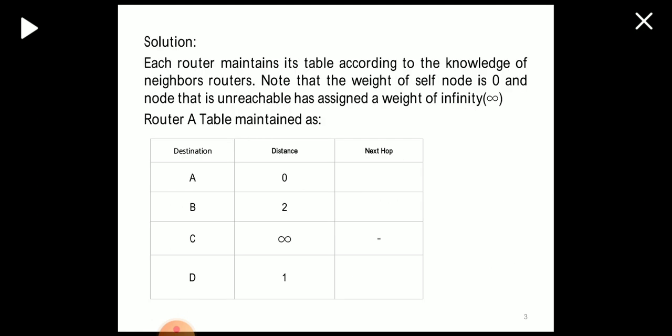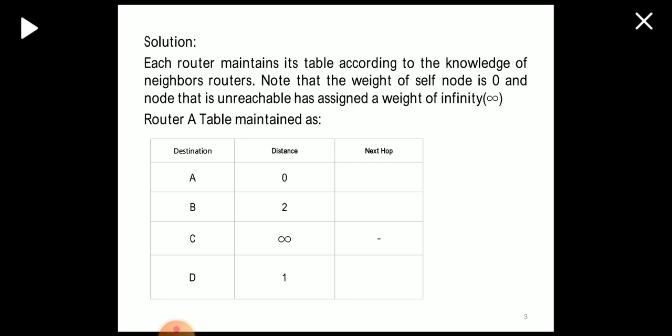Now the solution. In the solution we consider four routers labeled A, B, C and D. Now what we are doing in distance vector routing: the self node weight is considered as 0 for a router, and a node that is unreachable is assigned a weight of infinity. Each router maintains a table according to the knowledge of nearby neighbors. Now we maintain a table for router A.